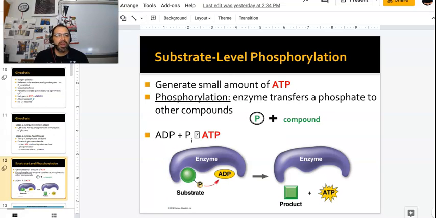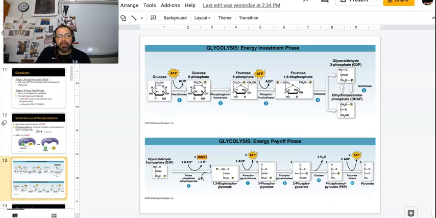Well, you see that term substrate means enzyme. So substrate level phosphorylation will generate a small amount of ATP. And so essentially what phosphorylation is, your enzymes will transfer a phosphate to other compounds. So that's essentially how we're making ATP. ADP plus a phosphate, that ADP becomes phosphorylated. You have ATP. So there's phosphorylation.